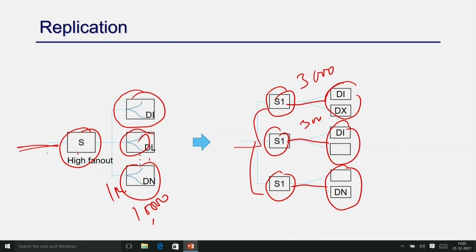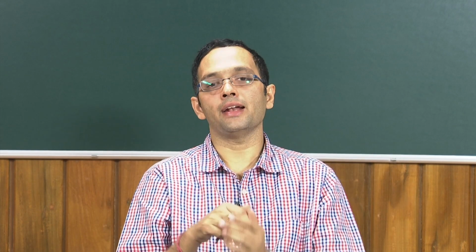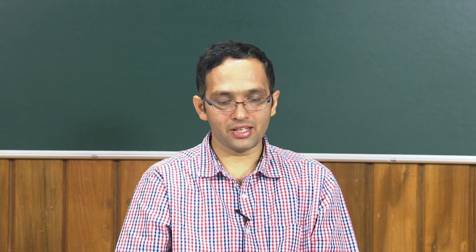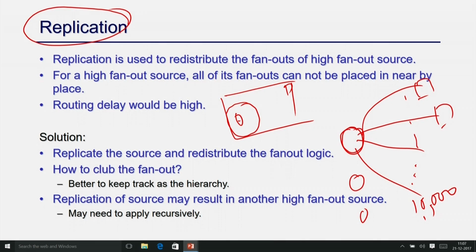So, then probably during placement and routing, your synthesis tool is able to place those components near to this place, and the routing path or the delay of that longest path will reduce, which effectively improves your timing. Okay. There is one factor which I have not discussed yet, which is how to club this fan out, right.